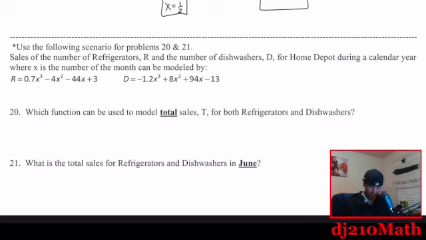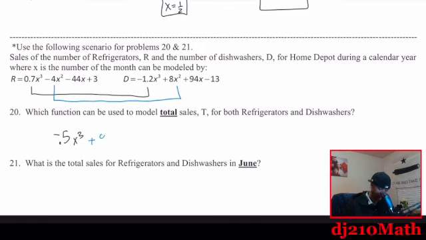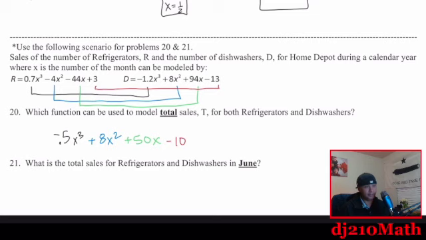And there's decimals, great. So this is going to be 0.7 combined with negative 1.2. So basically minus. So 7, 8, 9, 10, 11, 12. So 0.5. So negative 0.5 x cubed. Right, all we did was combine these two by adding 0.7 plus negative 1.2. Then the squares. So negative 4 plus 8 is plus 8x squared. The x's: negative 44 plus 94. So 50x. And then last is the constant. 3 minus 13, negative 10. Okay, so this right here is the function that can model the total sales of both refrigerators and dishwashers.